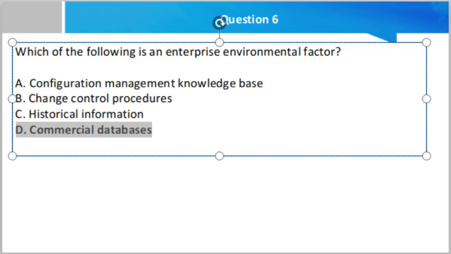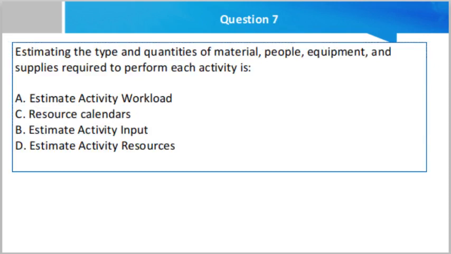Now basically you have to understand why this is the right answer. Commercial databases are considered an enterprise environmental factor. The other choices are organizational process assets. So here we know that there are two things, organizational process assets and enterprise environmental factors. These three options are organizational process assets, and only this option is the enterprise environmental factor, or EEF.